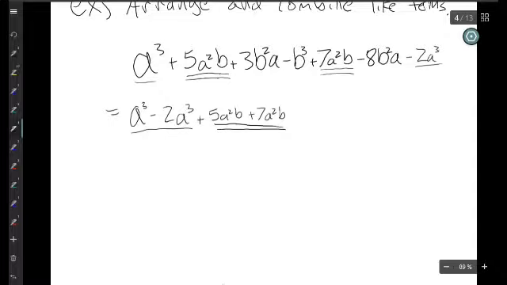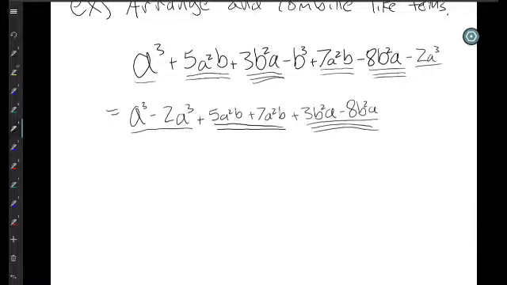And then b squared a. Well, b cubed, different terms. B squared a. So b squared a, b squared a. So plus 3b squared a minus 8b squared a. And what's left? Minus b cubed.